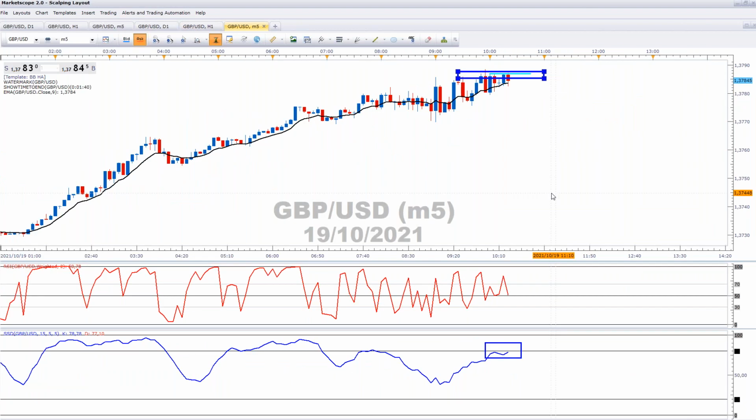But we'll keep an eye on this 80. We've got another 135 to go, and perhaps we do close above 80. If we close above 80, we will put on the trade, understanding that we've got this resistance right above us.